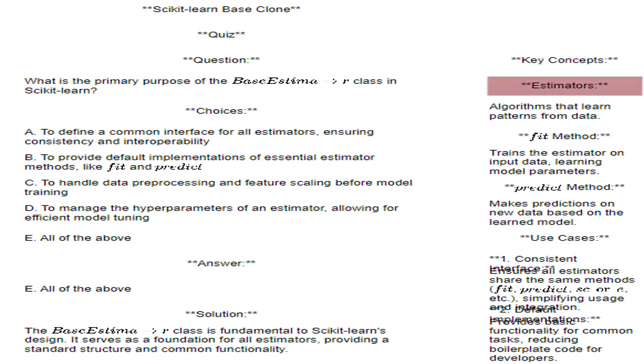False. Data preprocessing and feature scaling are typically handled by separate classes in scikit-learn, such as StandardScaler, MinMaxScaler, and OneHotEncoder. The BaseEstimator class itself does not directly handle these operations. False. Hyperparameter management is often handled by techniques like GridSearchCV or RandomizedSearchCV. The BaseEstimator class itself does not provide specific functionalities for hyperparameter optimization.